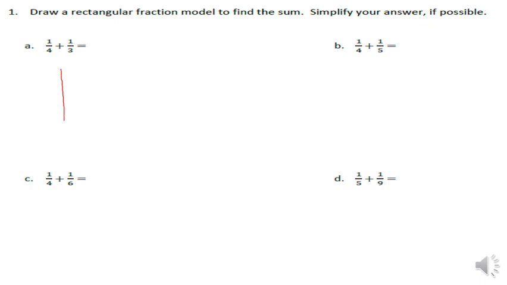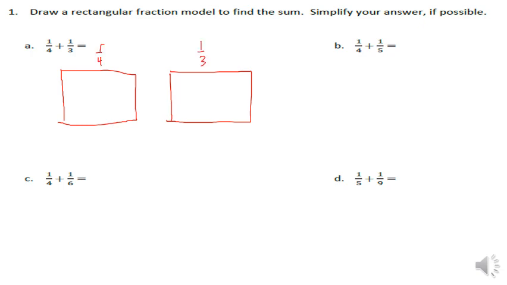We're going to draw two models. I'm going to have one for the fourth and one for the third. Now, I like writing the fractions above them, 1/4 and 1/3, so I can keep track. Now, the fourth, I'm going to split it into fourths, and I'm going to shade 1 out of 4. The thirds, I'm going to split it in thirds, but I'm going to do this horizontally, the opposite of how I did the other fraction.